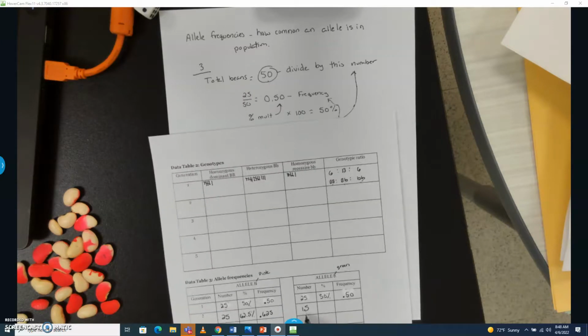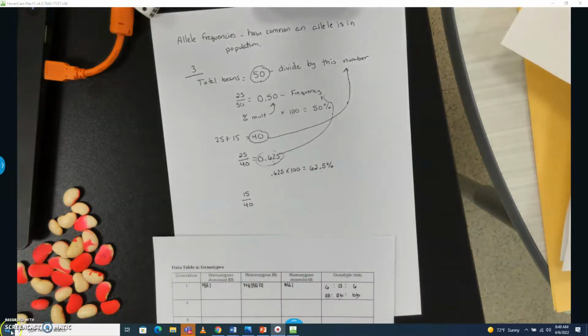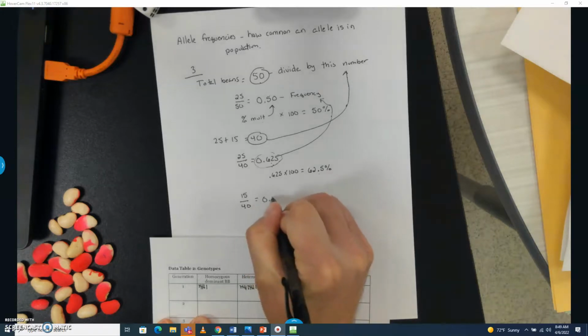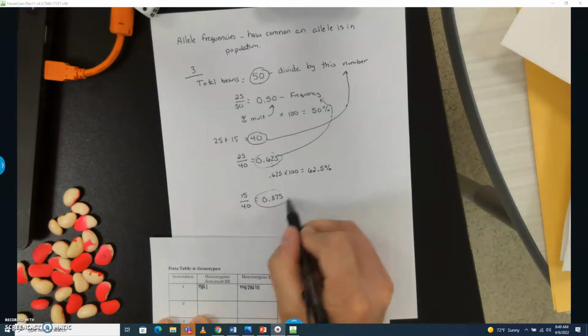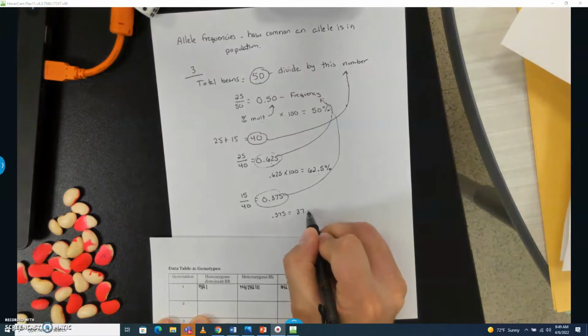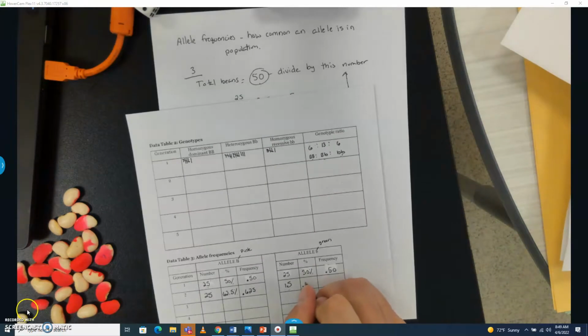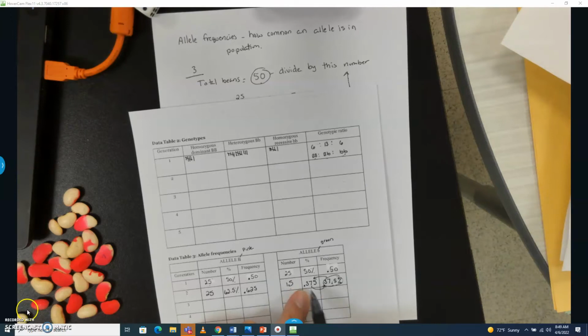Now I can do my recessive, 15. So 15 divided by 40, and that equals 0.375, which again, that is my frequency. Multiplying that by 100 gives me my percent of 37.5, and I can record those numbers for my frequency here. 0.375 and 37.5. Oh, I had those backwards. This one should go here, and this one should go here. Yeah, I just put them in the wrong spots, but I had my percents right. 37.5% and 0.375 would be my frequency.